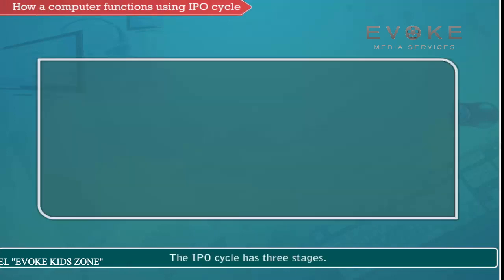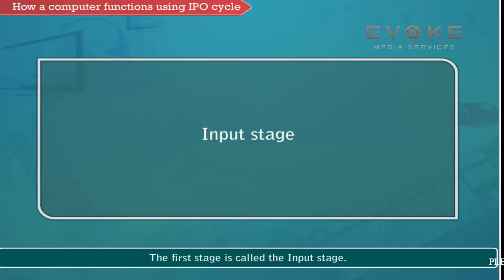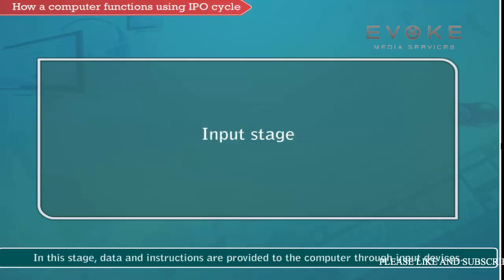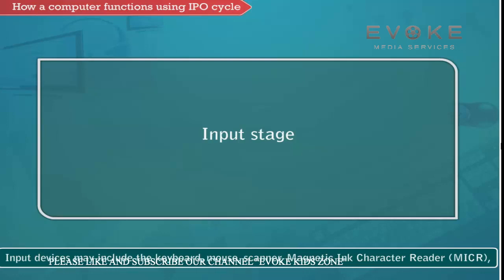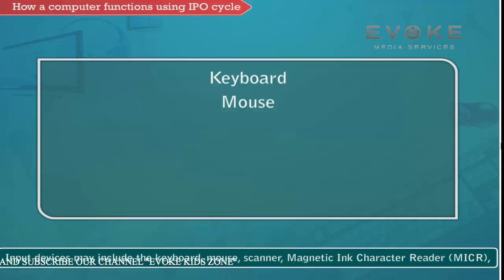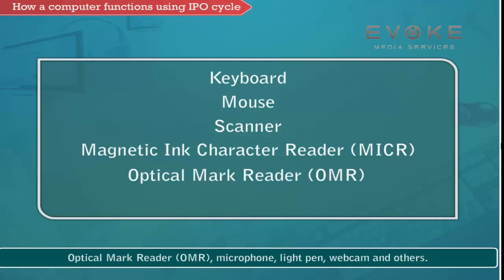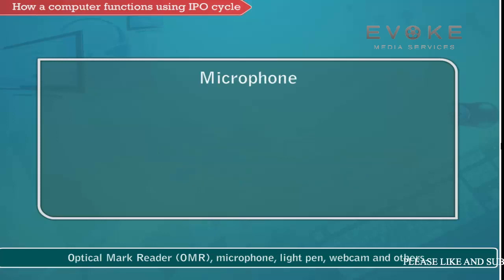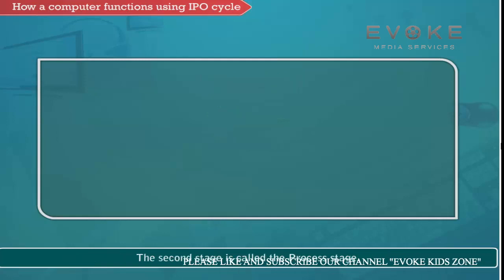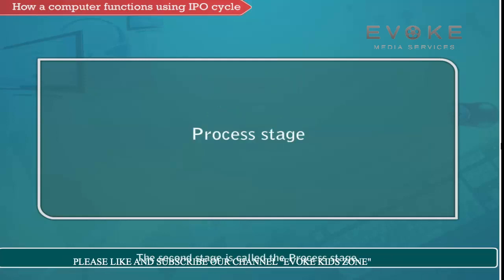The IPO cycle has 3 stages. The first stage is called the input stage. In this stage, data and instructions are provided to the computer through input devices. Input devices may include the keyboard, mouse, scanner, magnetic ink character reader, MICR, optical mark reader, OMR, microphone, light pen, webcam, and others. The second stage is called the process stage.